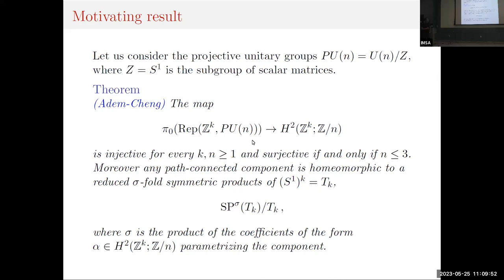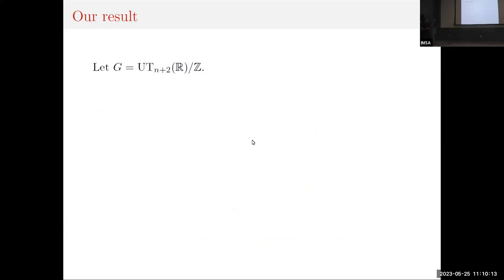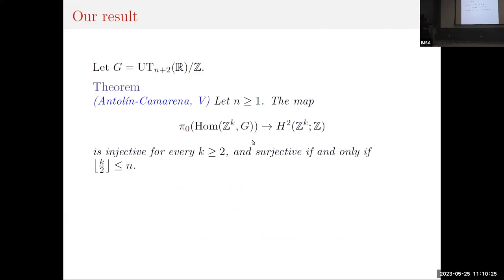Okay, and if I think about the unitary groups in the following sense, any compact Lie group can be embedded in one of these UNs. So there's an analogy of that in the nilpotent world, where any connected nilpotent Lie group can be embedded in the unitriangular matrix group. So when G is this group I just presented, the unitriangular matrix groups modded out by the center, this central subgroup Z, but this is at the level of the Hom space. And so what we prove is that this map of order commutators is injective for every K, and it's going to be surjective if and only if the floor of K over two is less than or equal to n.